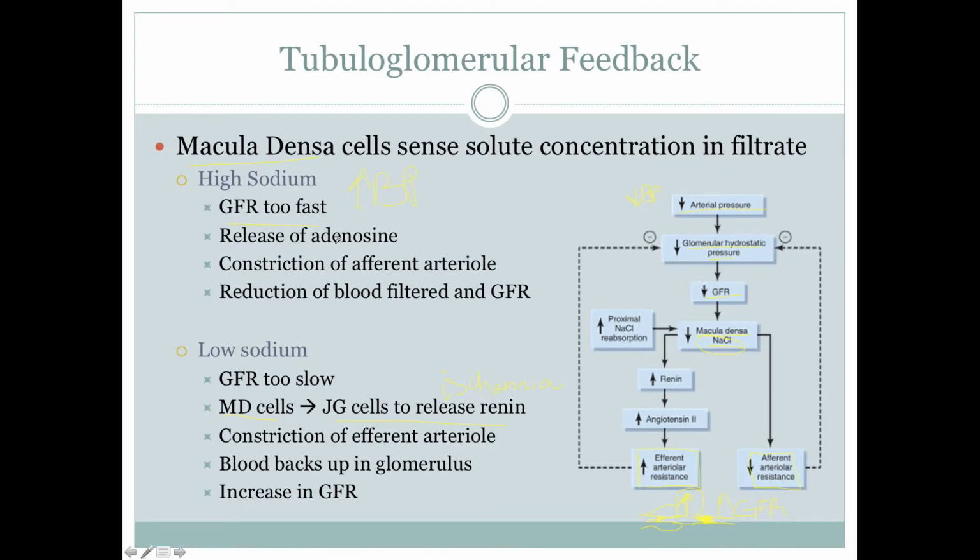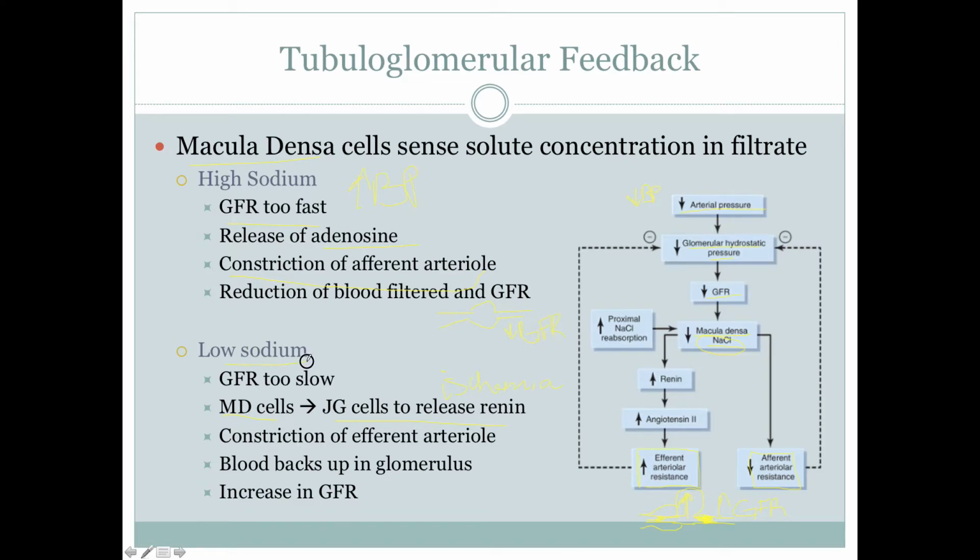A local vasodilator in all systems in the body is called adenosine. It decreases the resistance of all vessels, and it also helps constrict the afferent arteriole, which is our inlet pathway. So there's less blood in. If there's less blood in, there's going to be less filtration. So we don't have constant urination when the blood pressure is really high. So the GFR will go down.